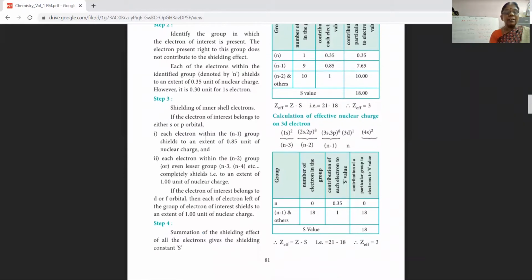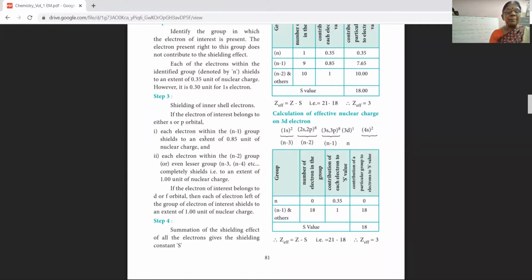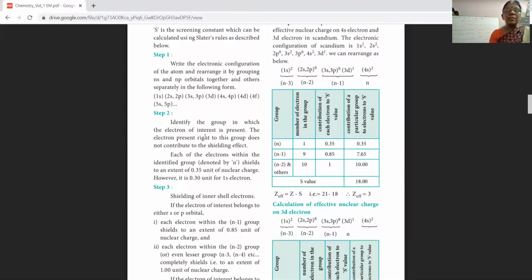If the electron of interest belongs to d or f orbital, then each of the electrons to the left of the group of the electron of interest shields to an extent of 1 unit of the nuclear charge. Next step, summation of the shielding effect: you have to sum up the shielding contributions of all the electrons, and that gives you the shielding constant.